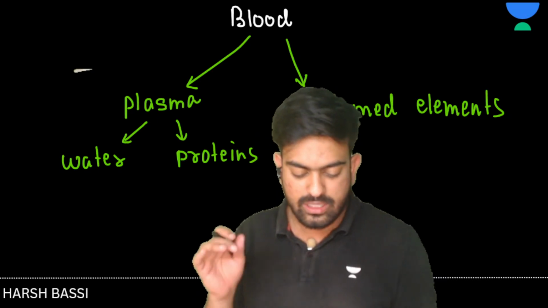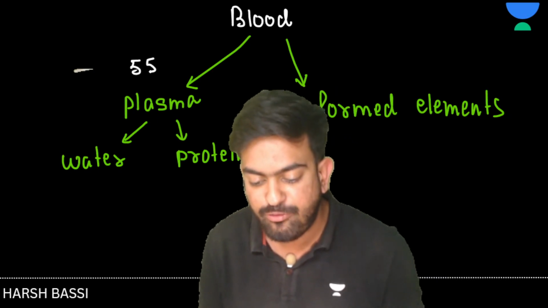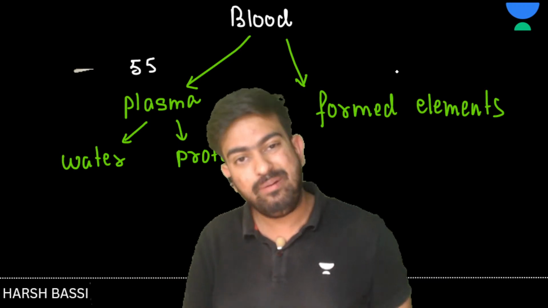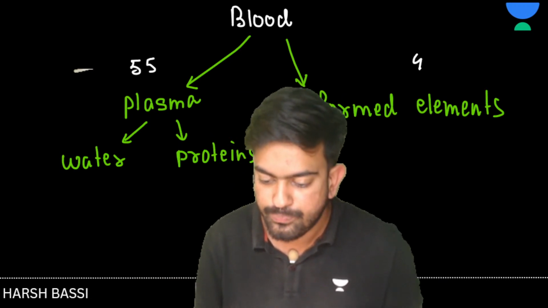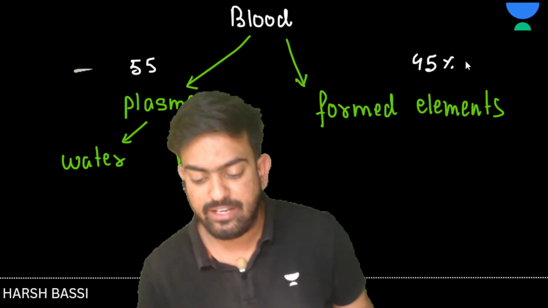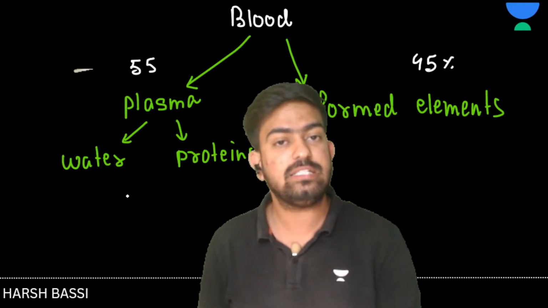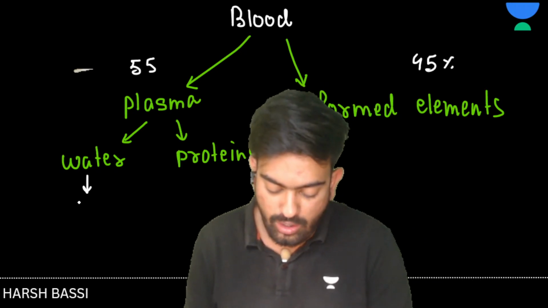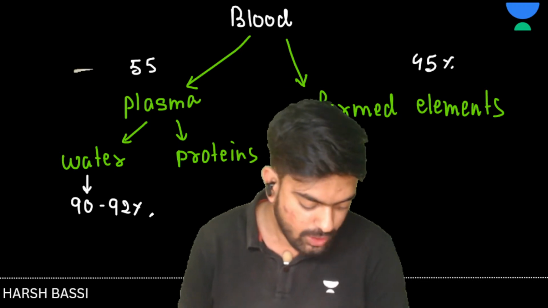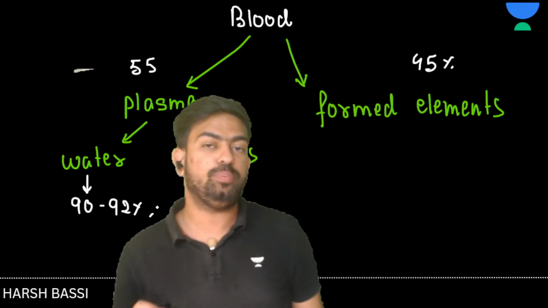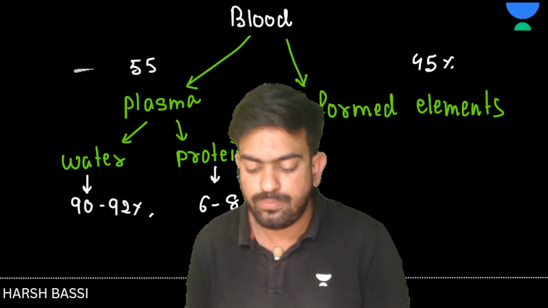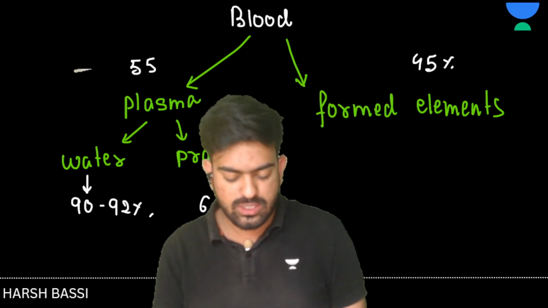If I talk about the plasma, it consists of 55%. And the formed elements, bachcho, are made up of 100 minus 55, which is 45%. So 45% is the formed elements. Plasma consists of water, and water is about 92%. And proteins are around 6 to 8%.